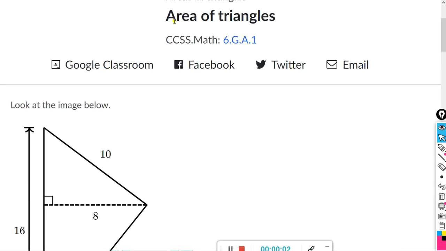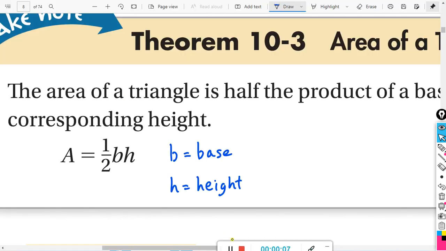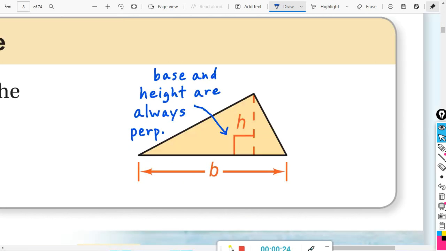This will be for the assignment, area of triangles. So the formula for the area of a triangle is just 1/2 b times h, where b is the length of the base and h is the length of the height. And you want to remember that the base and the height are always perpendicular to each other. That means they make a right angle to each other.